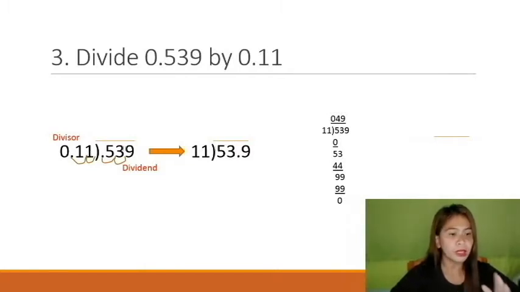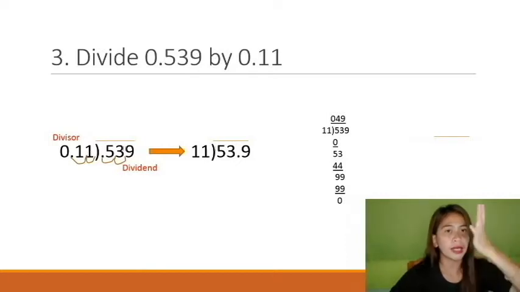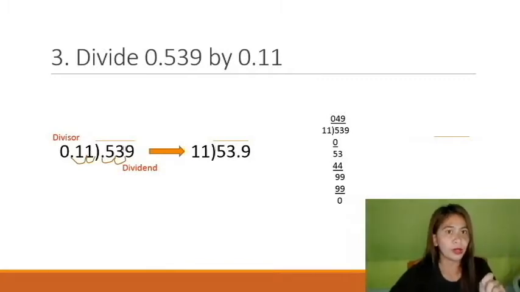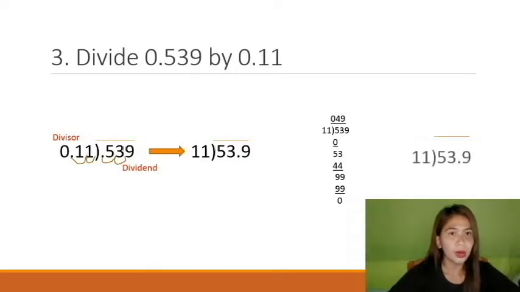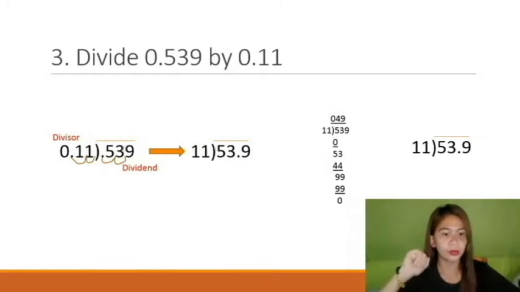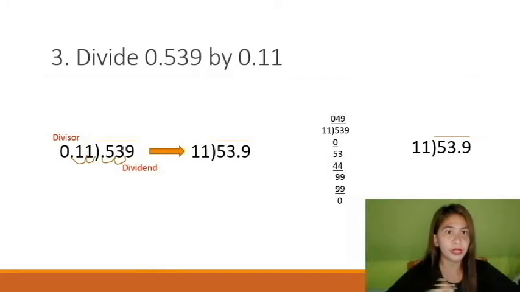By the way, it's important that it is lined up, so you won't make a mistake about where to put the decimal point. You locate it and then place it there. Gets? Okay. Thus, the quotient of 0.539 divided by 0.11 is 4.9. Ma'am, the 0 in front of the 4 disappeared. Yes, that's fine. Again, it has no value. So it's the same as 4.9.